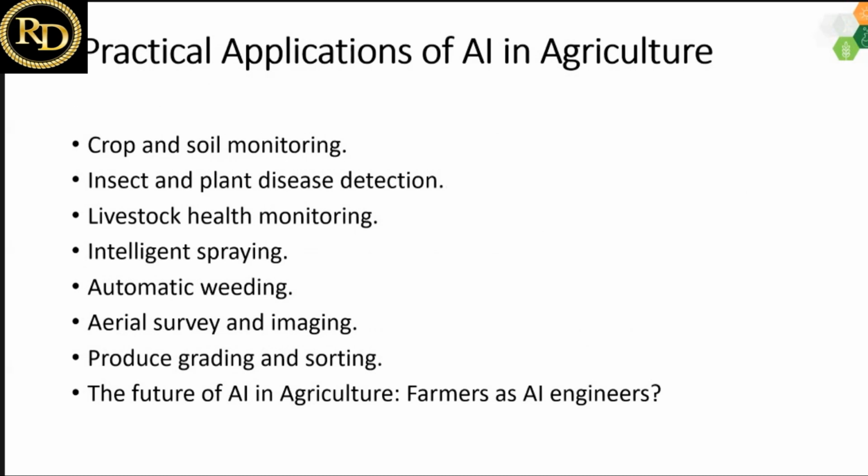Yes, what is all this artificial intelligence in agriculture? Crop and soil monitoring, insect and pest and disease detection, livestock health monitoring, intelligent spraying, automatic weeding, aerial survey, and imaging. Imaging is a very, very crucial point.